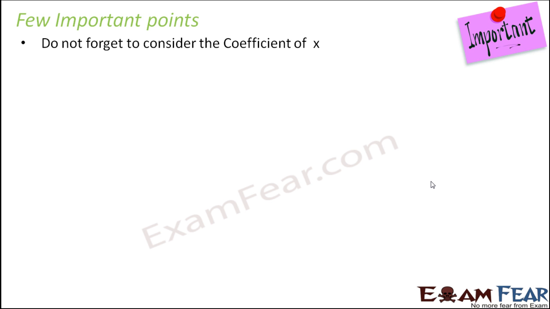Do not forget to consider the coefficient of x. So what do we mean by that? For example, you come across an expression 5x plus x is equal to how much? Many times children feel that okay, x, there is no coefficient with x, so the sum would be 5x, but that's incorrect because x means 1x. So this actually means 6x. So the sum would be 6x.